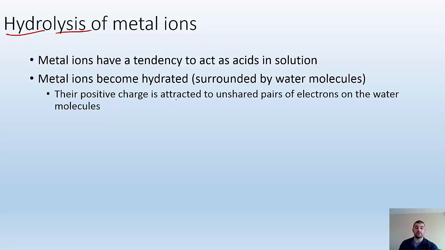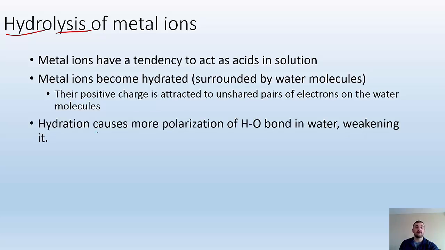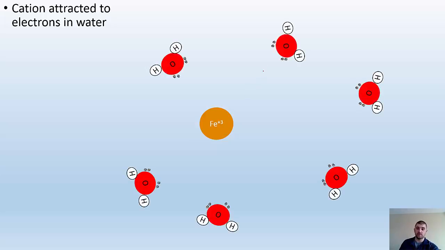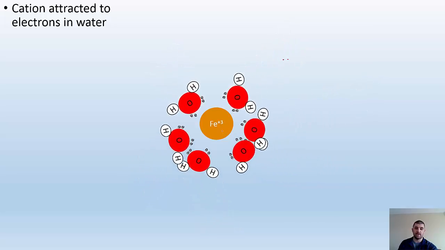Their positive charge is attracted to the unshared pair of electrons on the water molecules, and hydration is going to cause more polarization of that OH bond in water, weakening it. So I got a good animation for you. So here I have a metal ion. So the cation is going to be attracted to the electrons in the water. So I got water. These unshared pairs of electrons are going to be drawn to that positive charge.